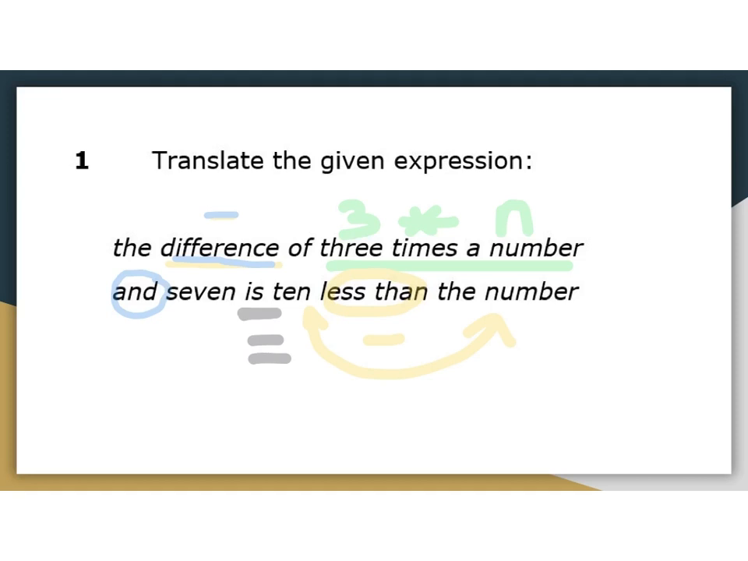So in putting all this together, coming back and reading, we're not going to start with the subtraction sign. We're going to start with the 3 times n, which we can write as 3n. Then we're going to go ahead and put in that minus, and then we have that next word 7 is our equal sign, and then we have the 10 less than the number. So once again, instead of putting 10 first, I'm going to put that same variable n, subtract 10.